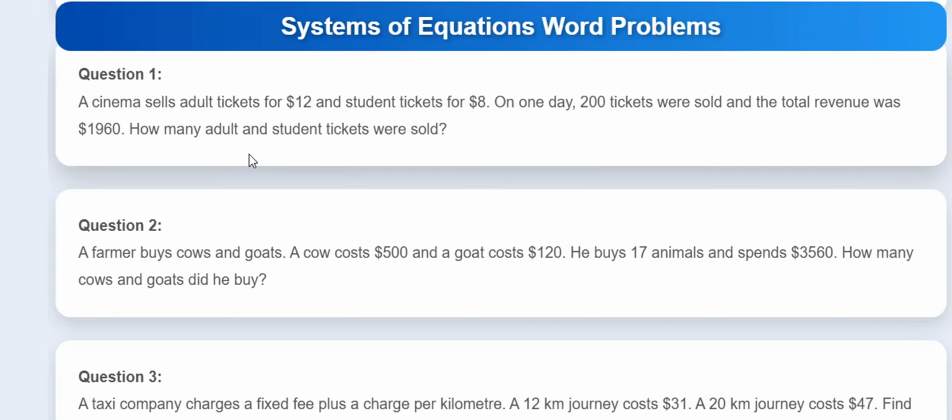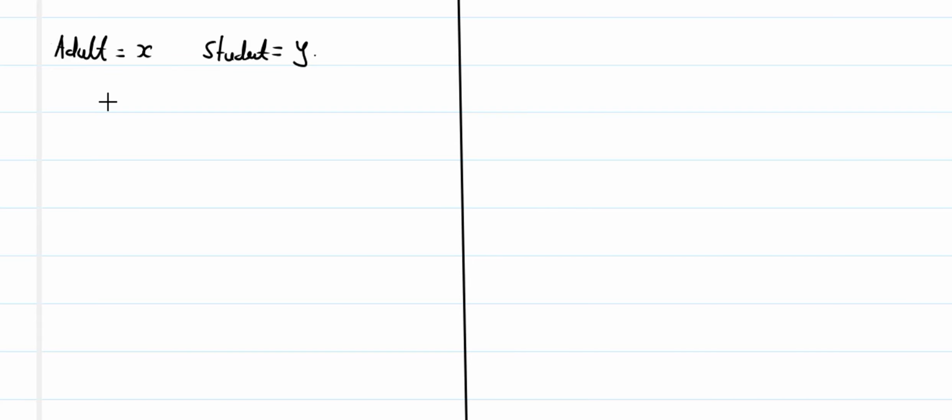So from there, you are told on one day, 200 tickets were sold. So meaning, the total number of tickets sold that day included those for adults, which were X, plus the ones sold for students, which were Y. Then this combination was 200 tickets. And this becomes our first equation.